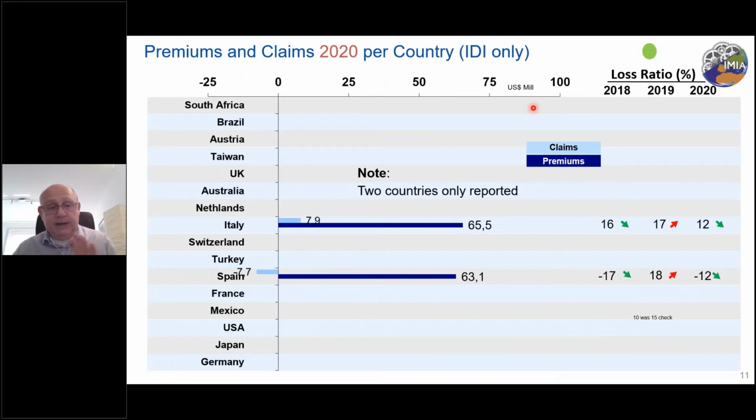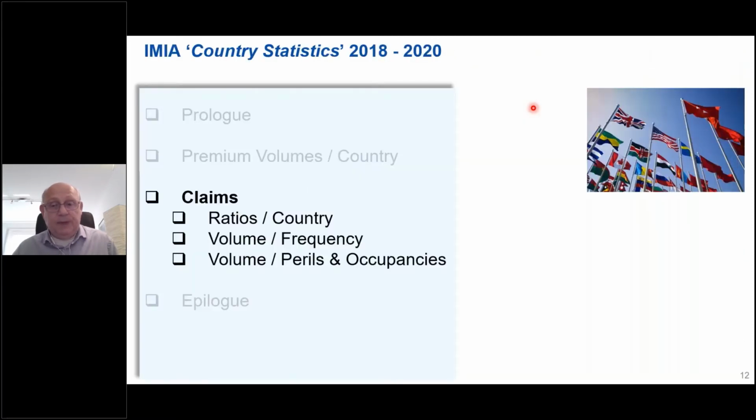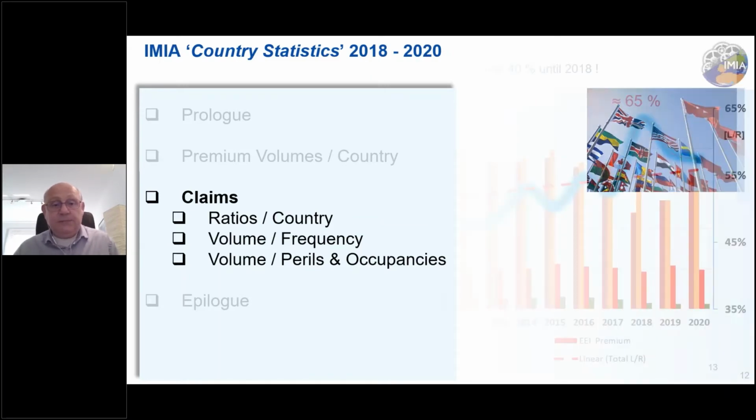This is IDI, not worth sharing too much, just two small contributions in Italy and Spain. I would love to see these figures also reported from the other countries who have this construction guarantee business, like Italy, the Netherlands, the UK and others, but unfortunately we have not been able to collect them so far. Now we're coming to the claims and the usual pattern of the claims.